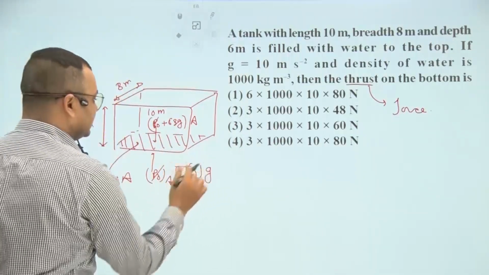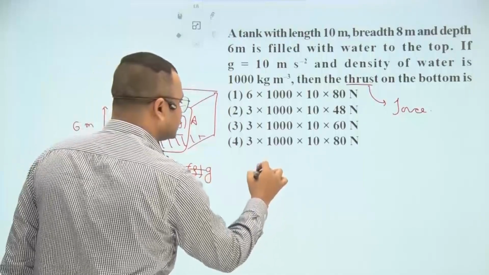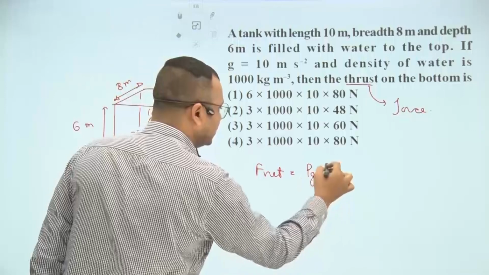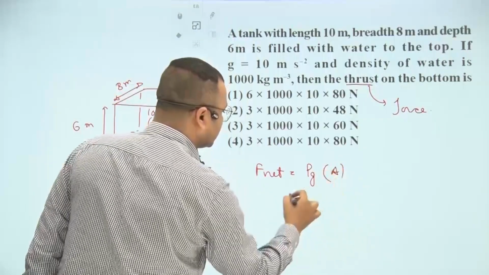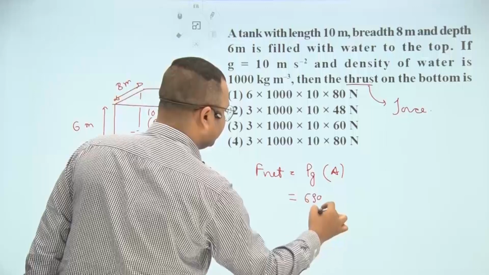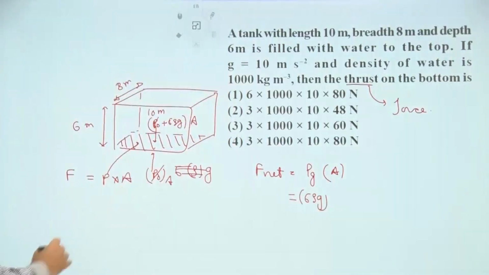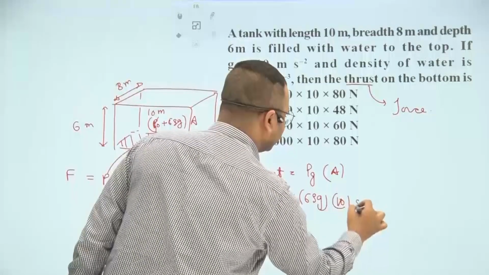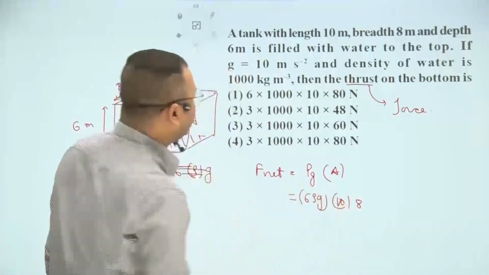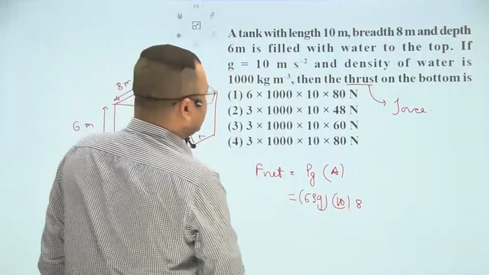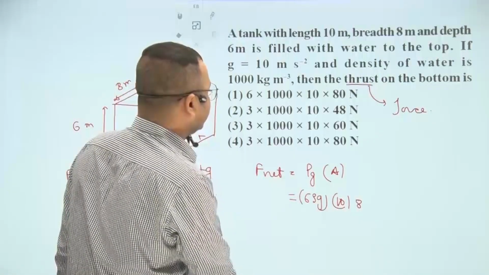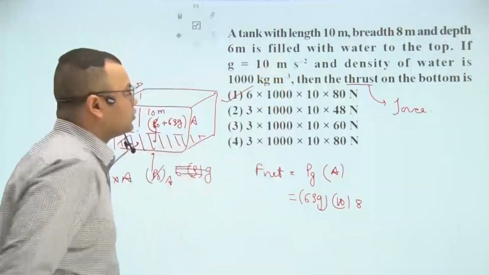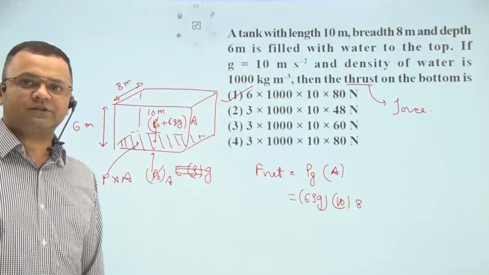Only the remaining force F net is equal to gauge pressure into area. Gauge pressure is 6 rho G and the area of this shaded portion is 10 into 8. So the answer is 6 into 10 into 8 into rho into G. So the first option is the answer. Thank you very much.